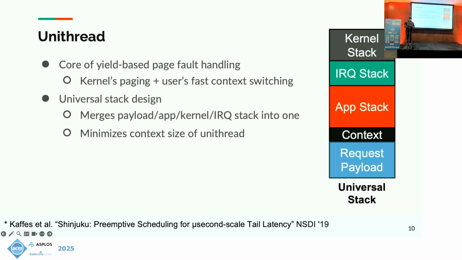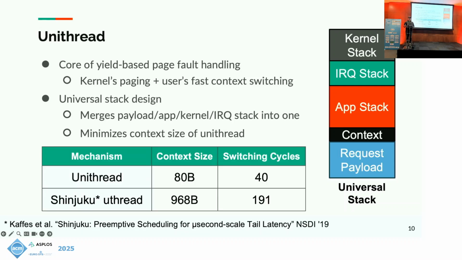In memory disaggregation, local DRAM is a highly valuable resource, so we need to reduce its footprint as much as possible. We minimize the footprint for the UniThread by minimizing its context size. As a result, UniThreads have a much smaller memory footprint while offering faster context switching performance.